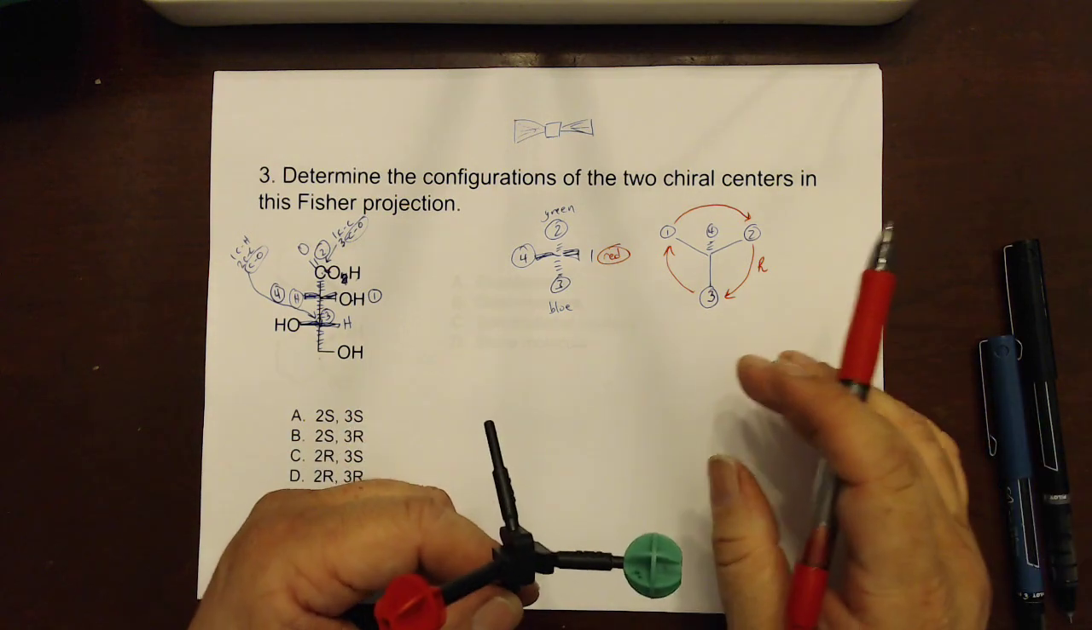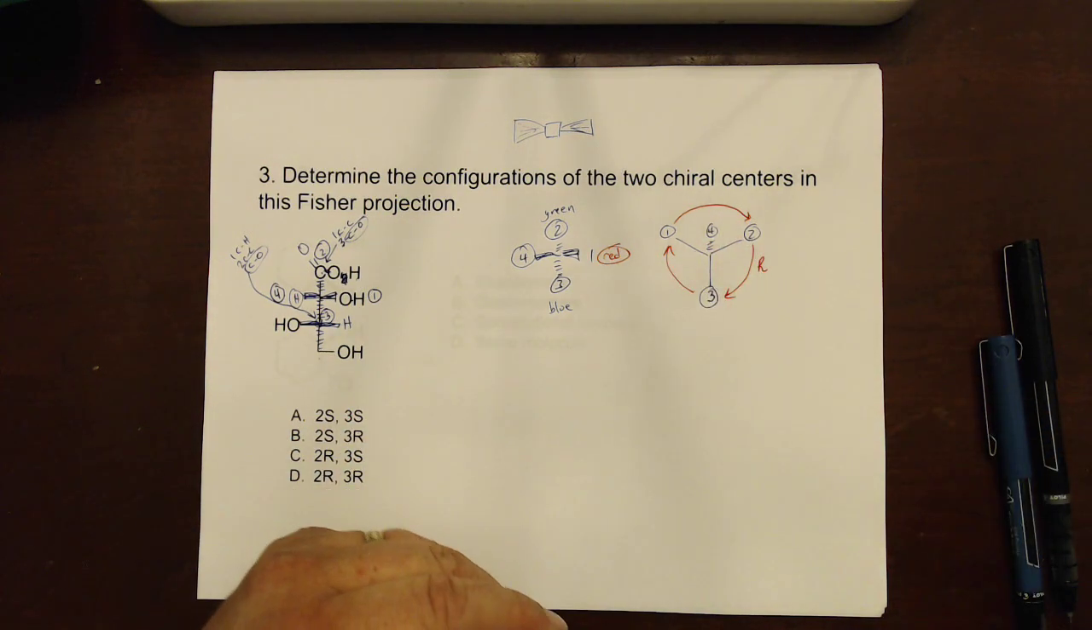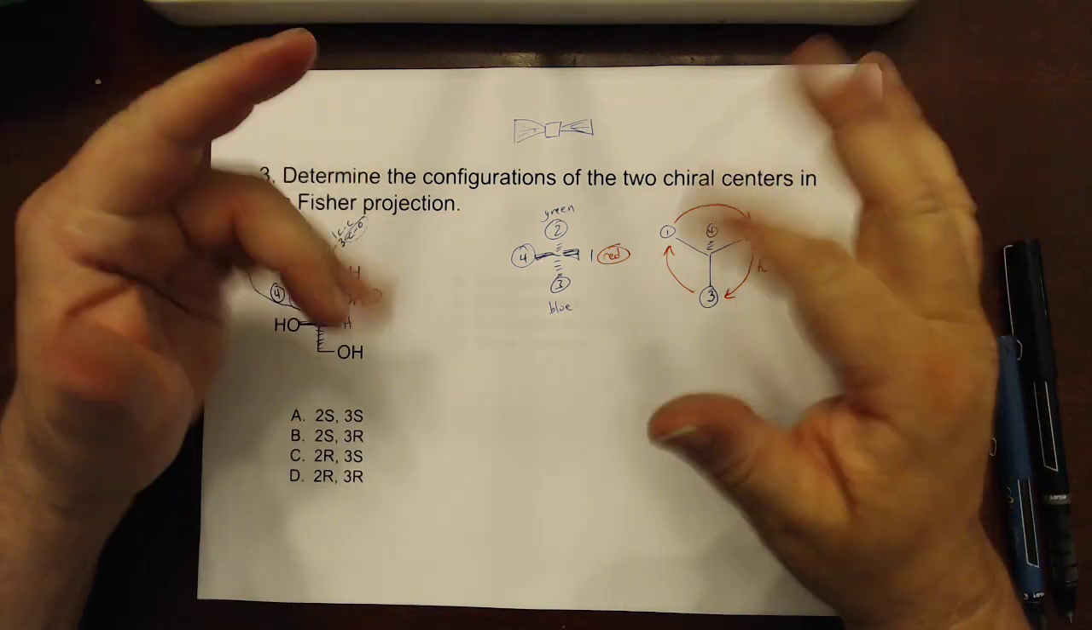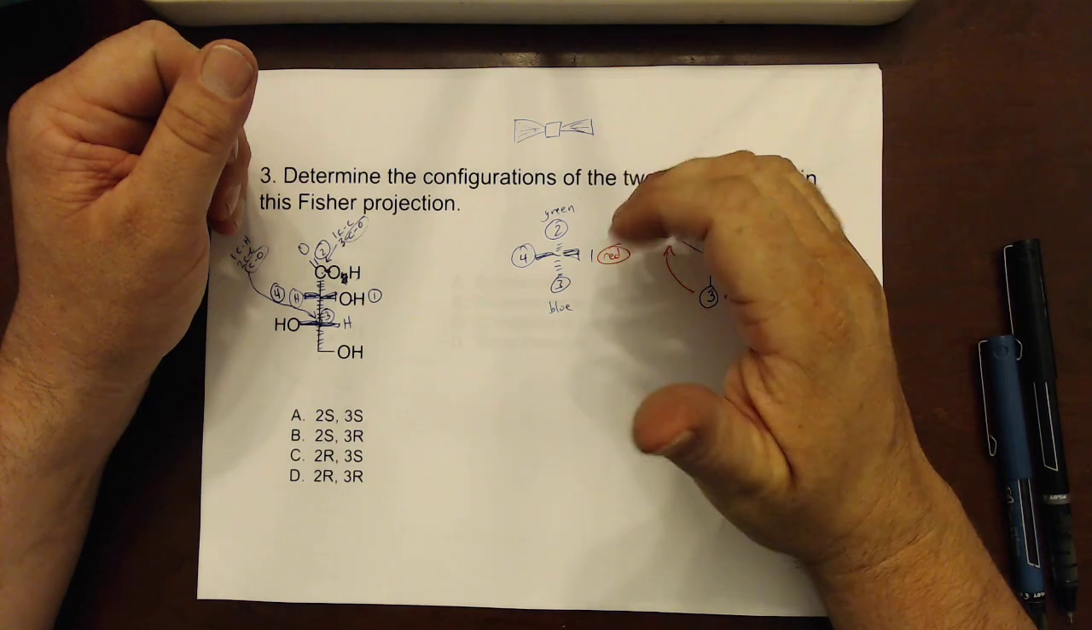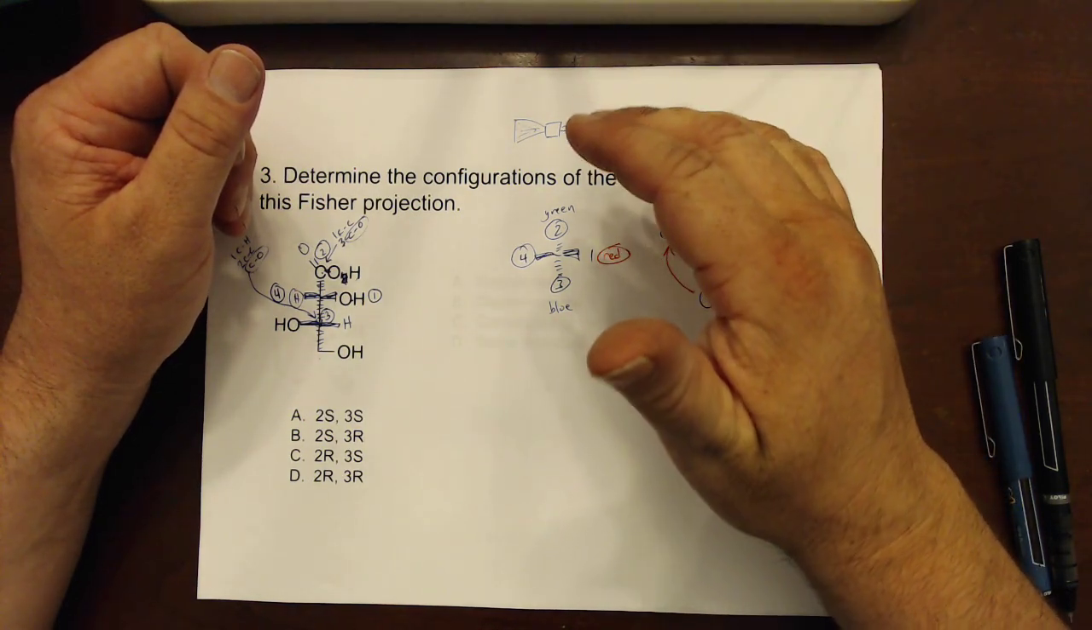There's a bunch of different ways that you can do it. This is probably the most common. The one that I was taught was with the hands, and what you do is you point your thumb toward wherever 4 is pointing.